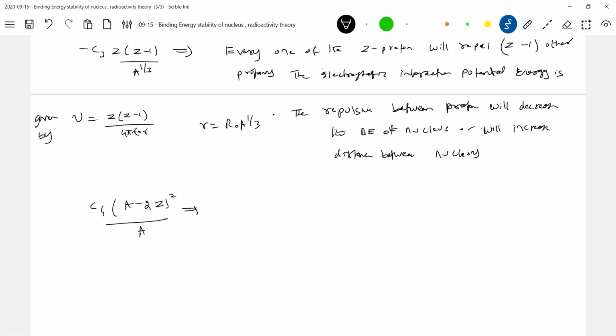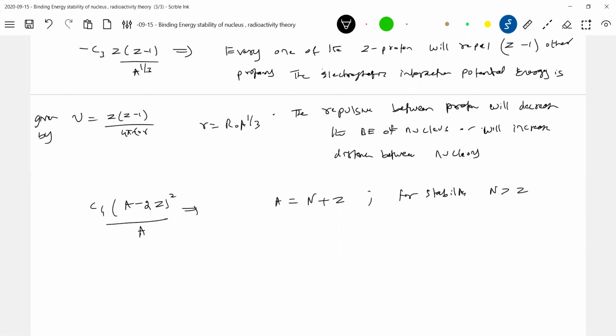This is something based on stability. For stability, we know A is equal to N plus Z. A should be constant. For stability, what will the nucleus do? Z should be as small as possible. If N is more, for stability, N should be greater than Z.